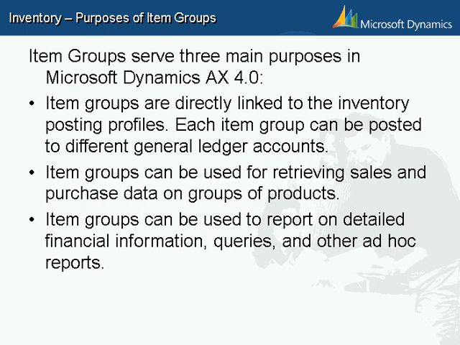Inventory. Purpose of item groups. Item groups serve three main purposes in Microsoft Dynamics AX 4. Item groups are directly linked to the inventory posting profiles. Each item group can be posted to different general ledger accounts. Item groups can be used for retrieving sales and purchase data on groups of products. Item groups can be used to report detailed financial information, queries, and other ad hoc reports.